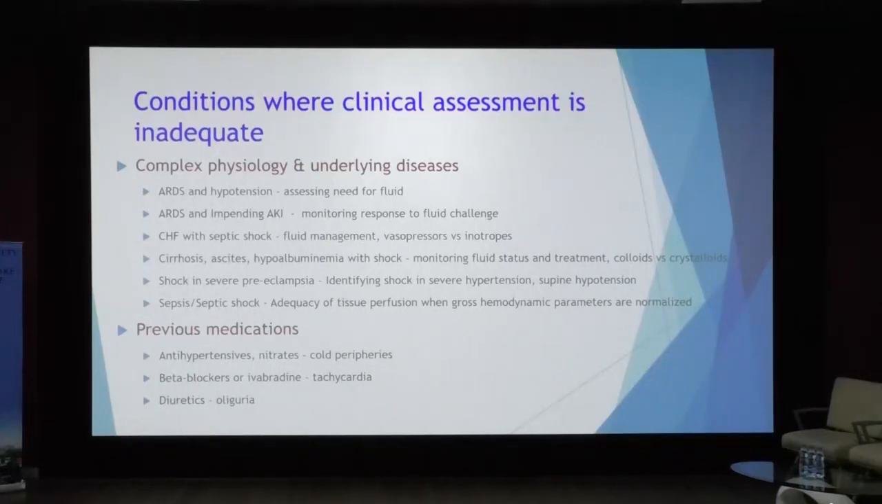If the patient is receiving previous antihypertensive medications or nitrates and has cold peripheries, somebody told us in the morning about cold shock and warm shock, it becomes difficult to differentiate between cold shock and warm shock. The physiological parameters we saw in the previous slide, like tachycardia: if the patient is receiving beta blockers or ivabradine, the patient may not mount a tachycardic response and it is difficult to say that the patient is having hemodynamic instability or compromise. If the patient is receiving diuretics and the output is low, it again becomes difficult to interpret the KDIGO definition, whether the patient has acute kidney injury or not.